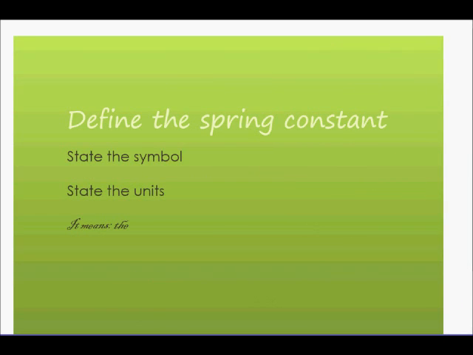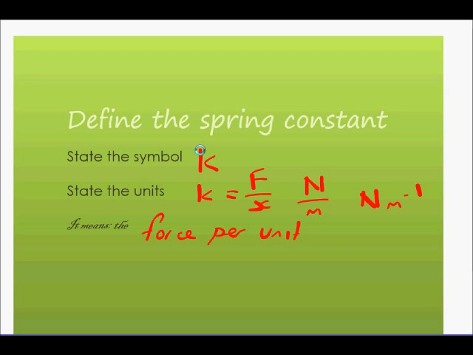Okay, so what is the spring constant symbol? Well, the spring constant symbol is k, generally. What are the units? Well, k is going to be equal to your y-axis divided by x-axis, so it's going to be newtons divided by meters, so newtons per meter. What does it mean? It means essentially how much force it takes to extend a meter. So force per unit meter of extension.